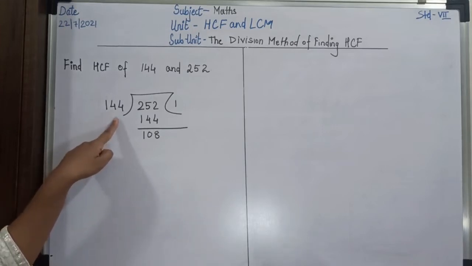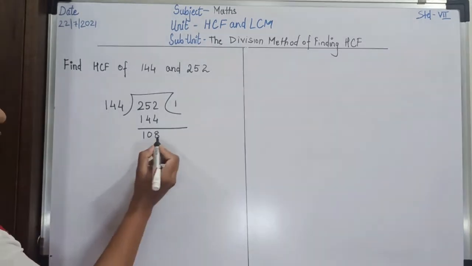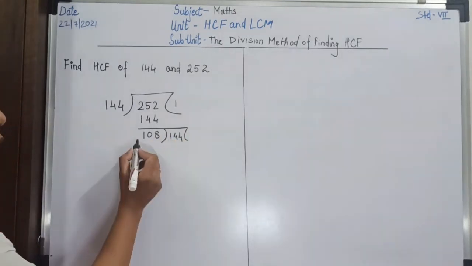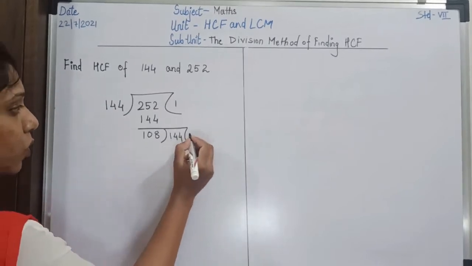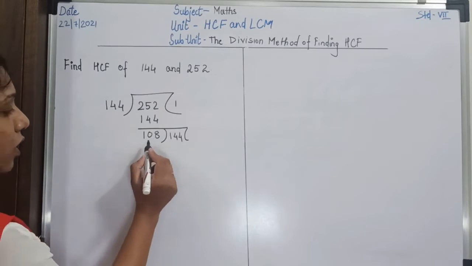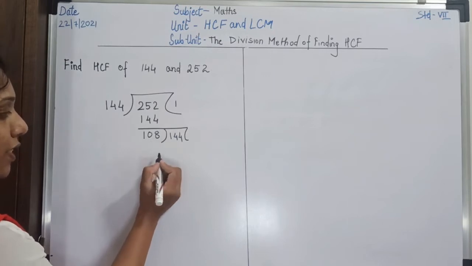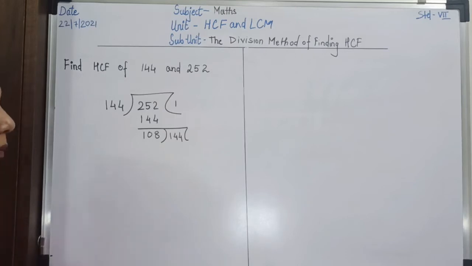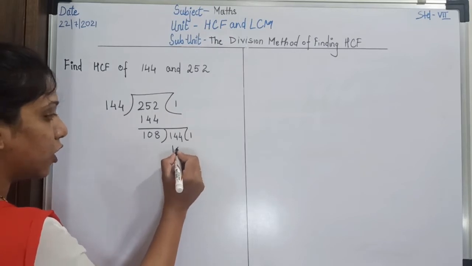So we have done the first division. Now in the second division, we have to divide the divisor by the remainder. So 108 and 144. So 144 divided by 108. 108 into 1 is 108. 108 into 2 is 216, so the number is bigger. So we will just again do 108 into 1 is 108.